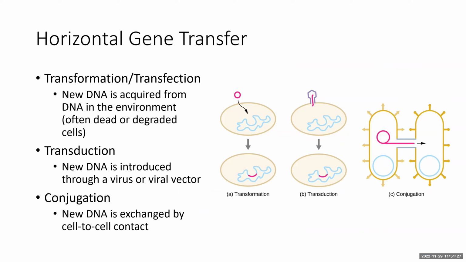In transformation or transfection, new DNA is acquired from the environment. In this case, a raw piece of DNA that is not inside a cell is taken into the cell and is able to be incorporated into the host genome. The DNA in the environment can come from lots of places. For example, it could come from other organisms that live close by.